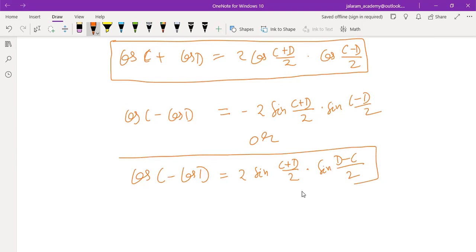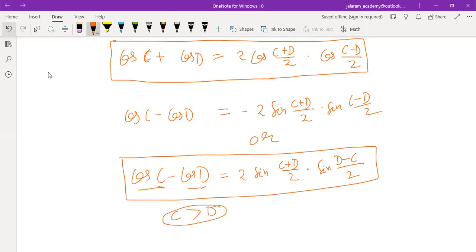As we already have learned, C must be smaller and D must be greater, then only we can find the positive value when we subtract cos C minus cos D. C must not be greater than D, it will give the negative value. If we write C greater than D, it will produce negative, so we apply minus. But if C is smaller than D, it will give the positive. So in this, we will subtract the smaller from the greater, D minus C upon 2.